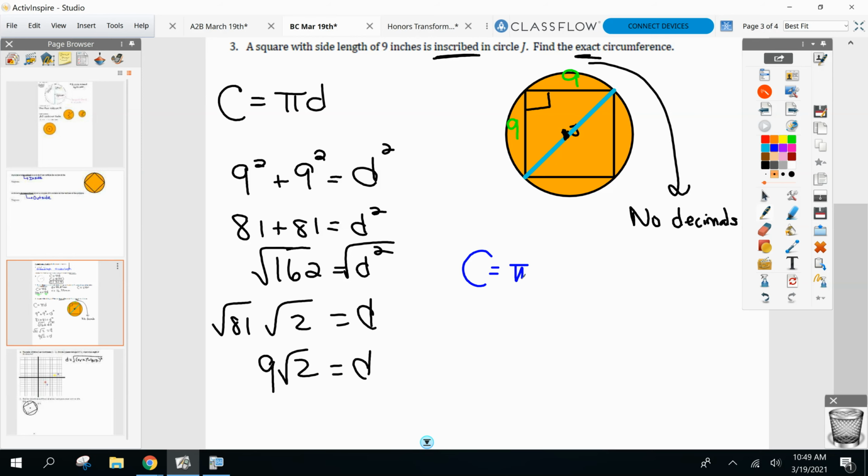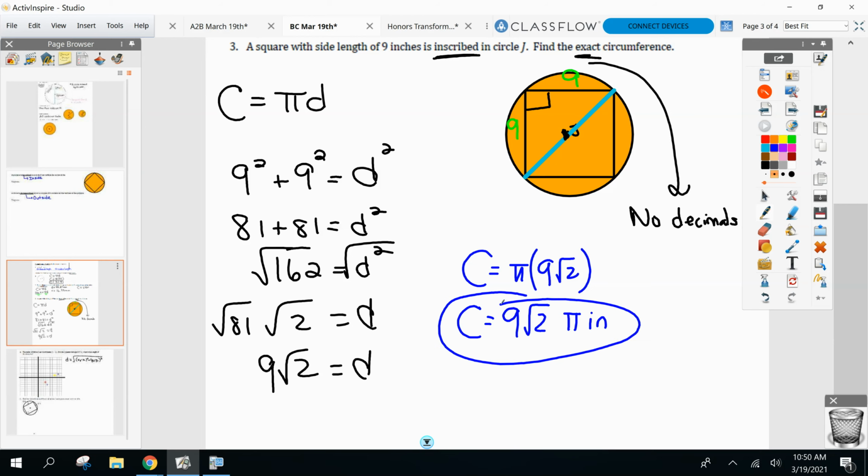Circumference equals pi times the diameter we just found, 9 radical 2. But we already talked. We don't say pi 9 radical 2 when we talk math. We'll say 9 radical 2 pi, just to make sure that pi is clearly outside the radical. And then what are my units here? Inches. So that is exact circumference, 9 radical 2 pi inches.